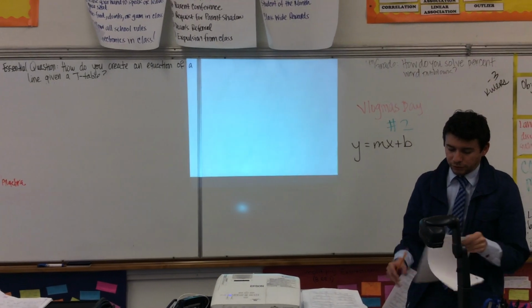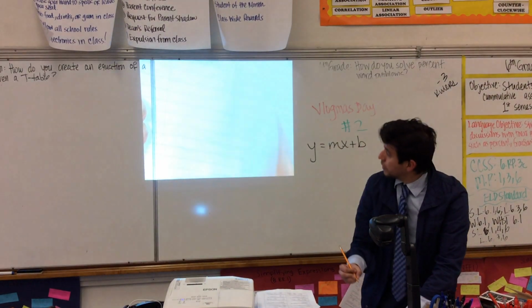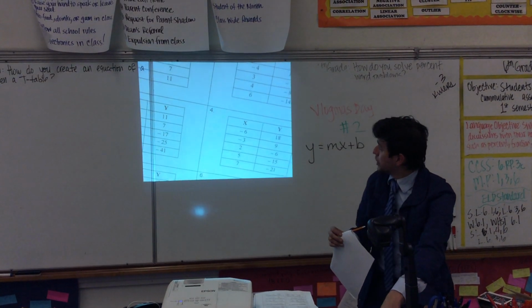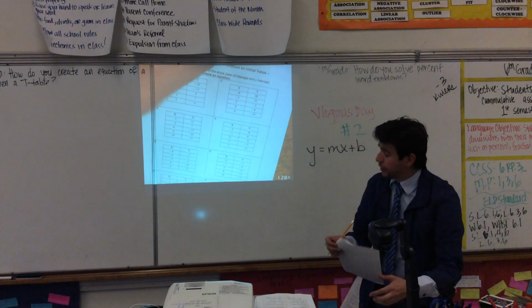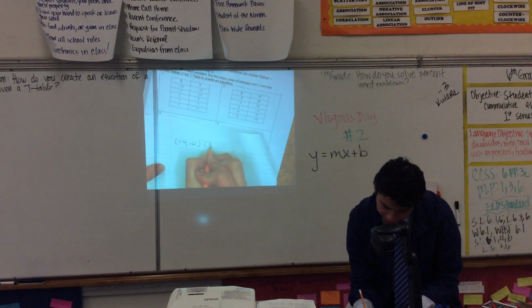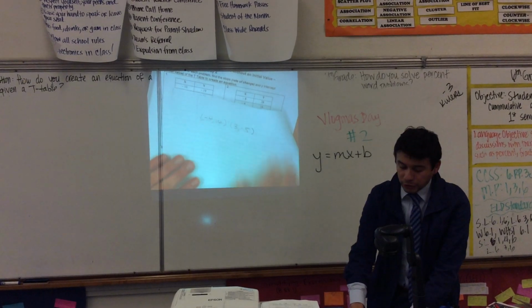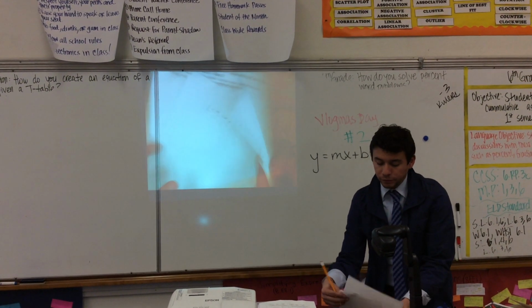Let me flip this page over. Negative 4. Oh, can't even see anything. Why didn't you guys say anything? Negative 4, 16, and then 3, negative 5. Okay? So there you go. We're going to use these 2 points.